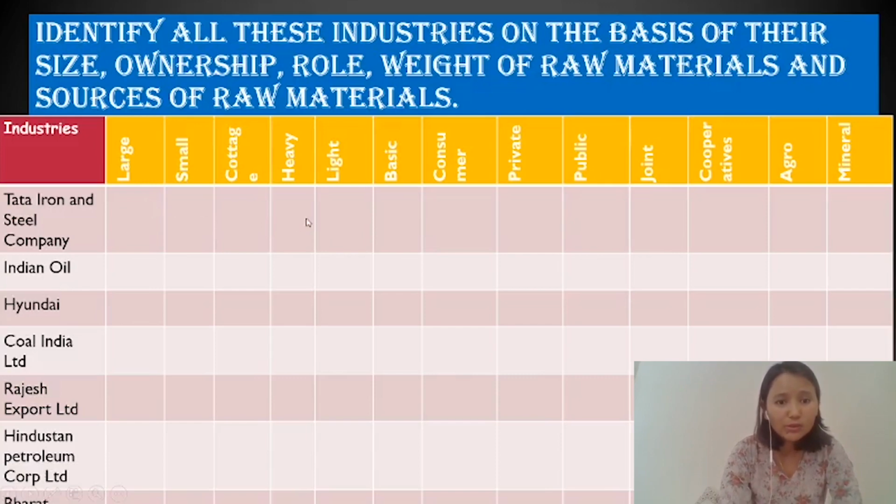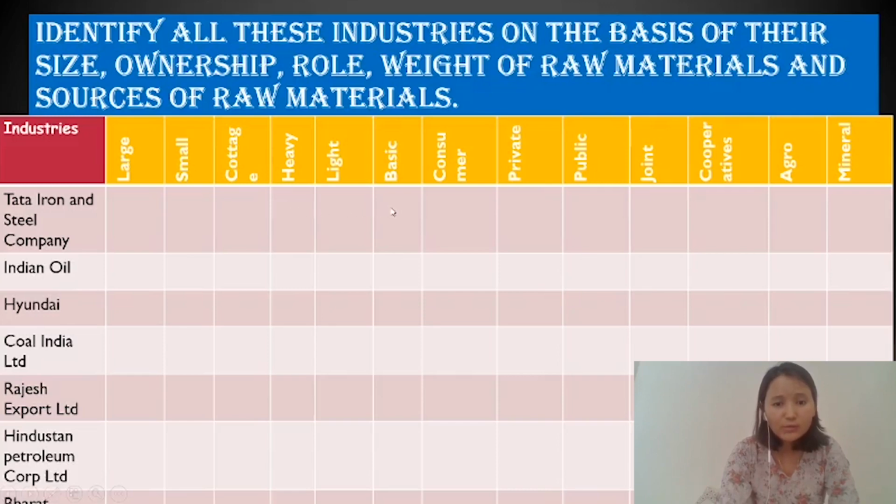Now we will come to the, okay, and we'll come to this one, weight of the raw material. Iron and steel company comes under which? Heavy or a light industry. It is a heavy industry because they use heavy raw material, right?